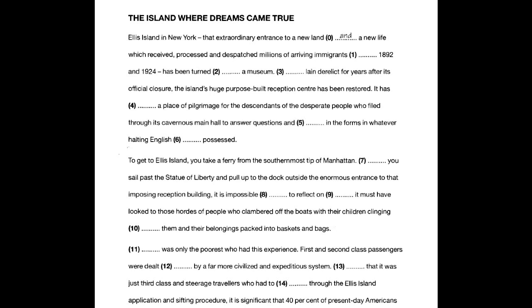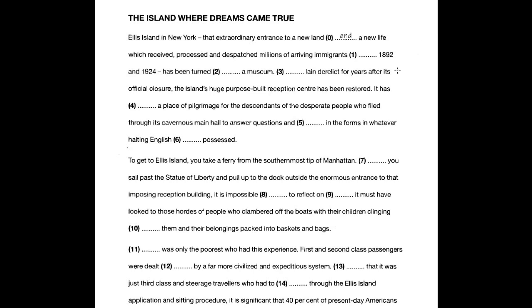Ellis Island in New York, that extraordinary entrance to a new land and a new life which received, processed and dispatched millions of arriving immigrants, 1892 and 1924. Okay, so all of that part between the two dashes is an afterthought, or it's an interrupting thought, let's call it, because the main sentence is Ellis Island in New York has been turned blah blah blah a museum.